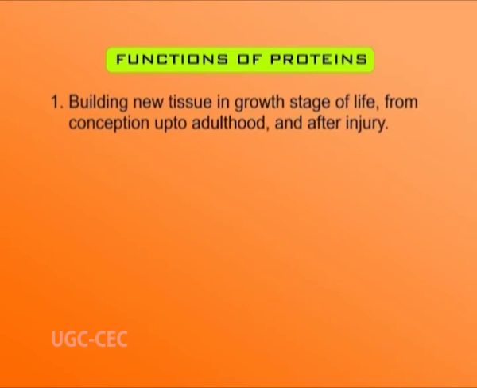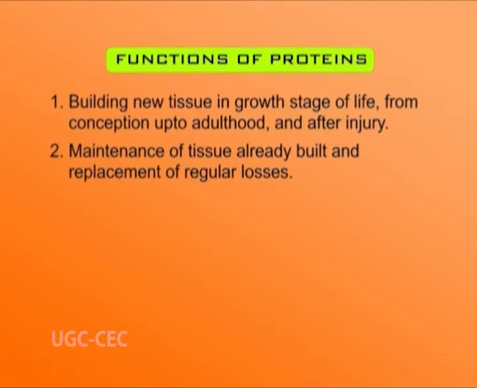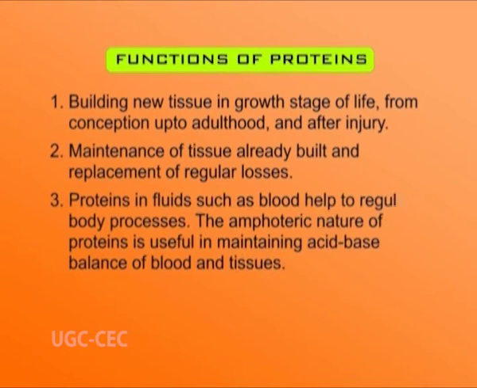First, building new tissues in the growth stage of life, from conception up to adulthood and after injury. Number 2, maintenance of tissue already built and replacement of regular losses. Number 3, proteins in fluids such as blood help to regulate body processes. The amphoteric nature of protein is used in maintaining acid-base balance of blood and tissues.